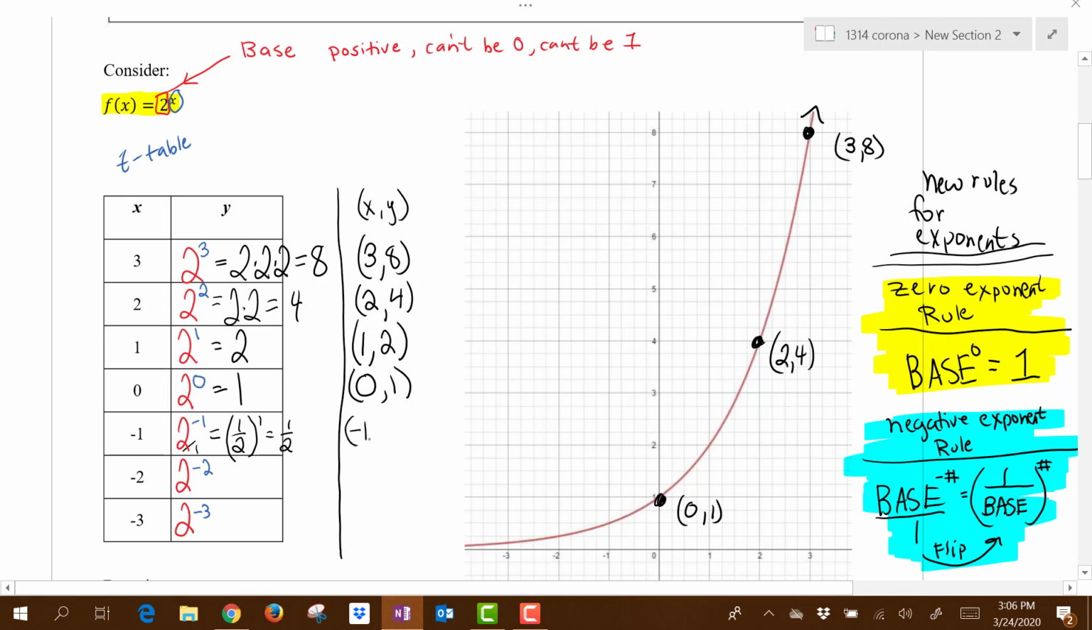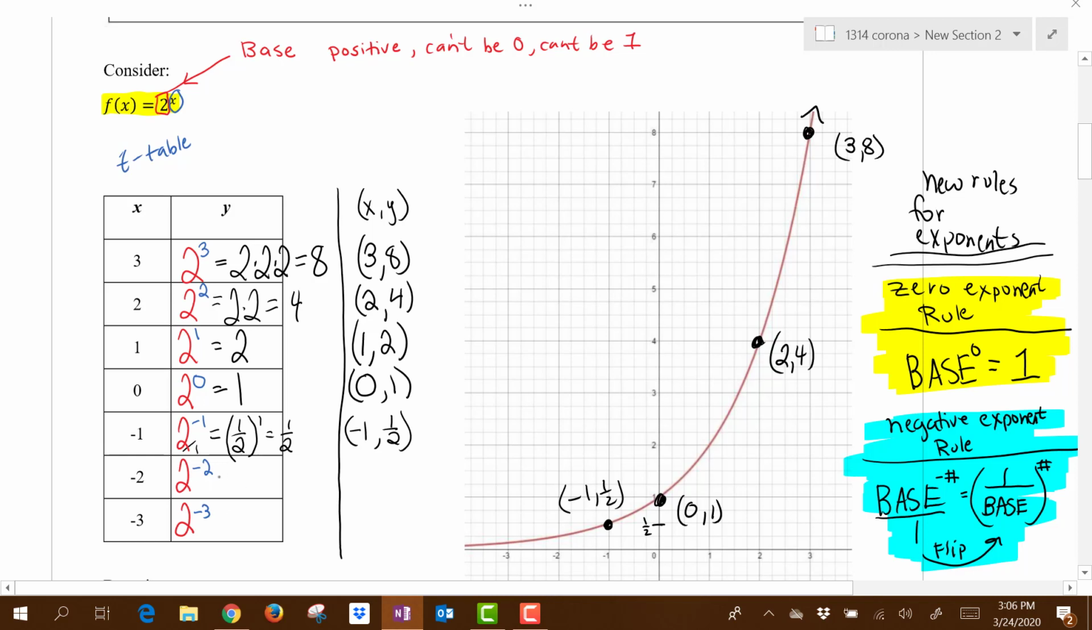So negative 1 goes in for x. The y value that comes out is 1/2. So we end up plotting that about right here. It looks like about a y value of 1/2, x value of -1, so the point -1, 1/2.